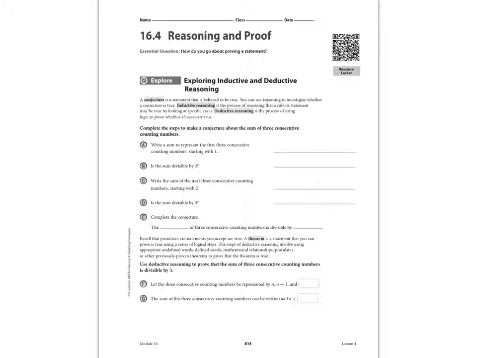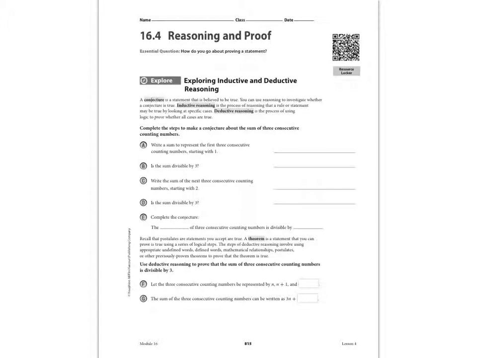Let's take a look at lesson 16.4, Reasoning and Proof. In this lesson, we're going to start looking at how we go about proving a statement. We could prove things like theorems or even conjectures that we make. And so we're going to look at what exactly those are.